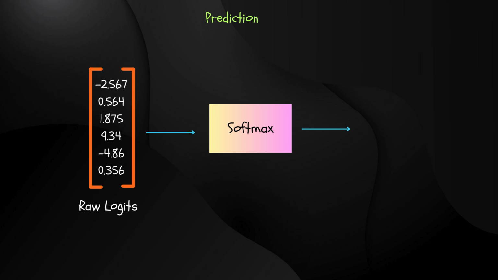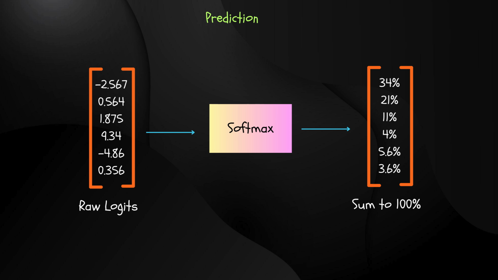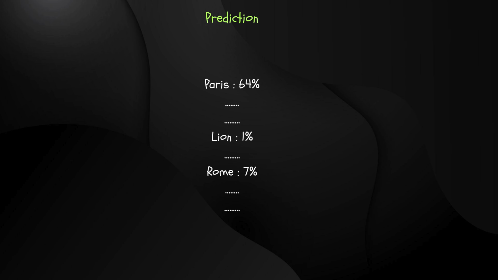To convert those scores into something meaningful, we apply a mathematical function called softmax. Softmax takes all of the logits and converts them into probabilities that add up to 100%. Now, instead of raw scores, we have a probability distribution over every possible next token. For example, "Paris" might receive 64%, "Lion" might receive 12%, "Rome" might receive 7%, and thousands of other tokens would share the remaining probability.